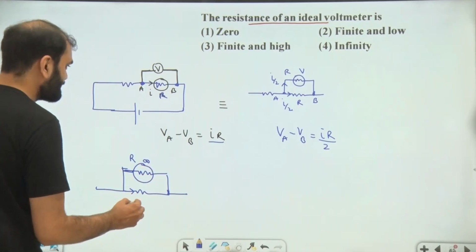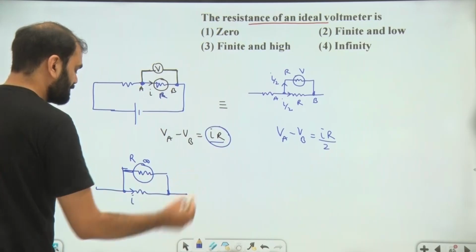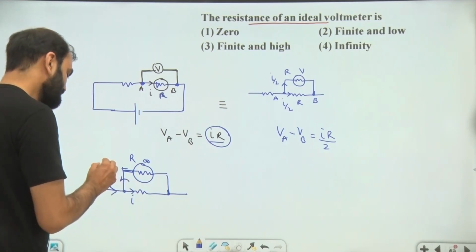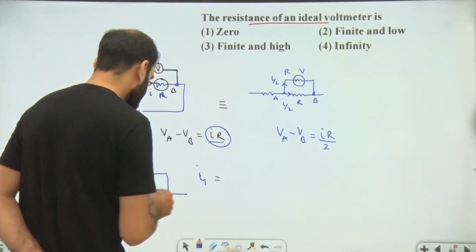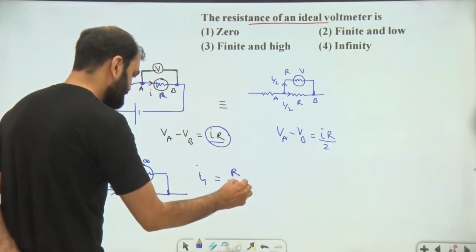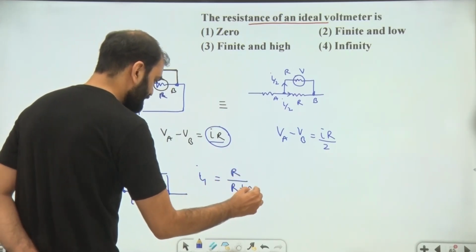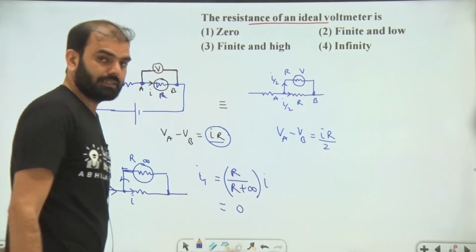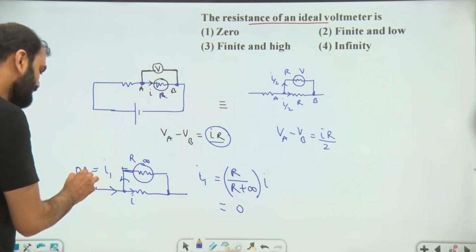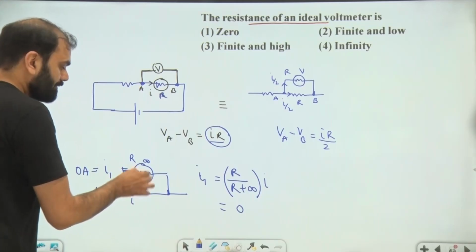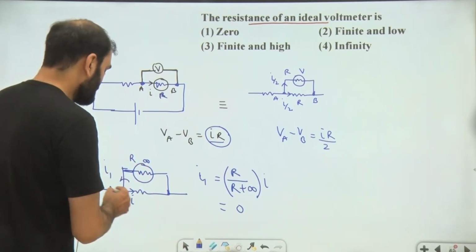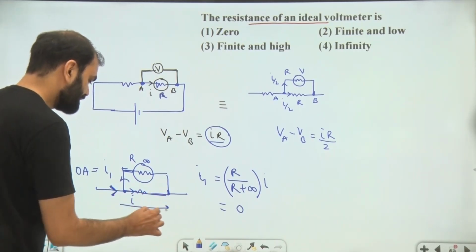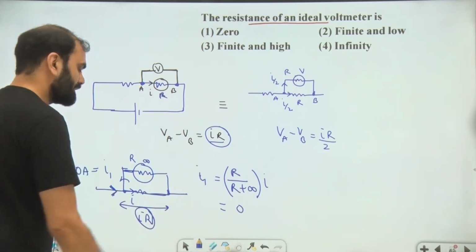So here you have to measure the potential difference, which should come out to be I into R. If the voltmeter resistance is infinite, the current in this branch, I1, will be equal to R upon the sum of the resistances, R plus infinity, multiplied by the total current I. How much current is that? It is equal to 0. That means no current is flowing in this branch if the voltmeter resistance is infinity. In that case the total current will flow through this path, and the potential difference will be equal to I into R, which matches your theoretical calculation.